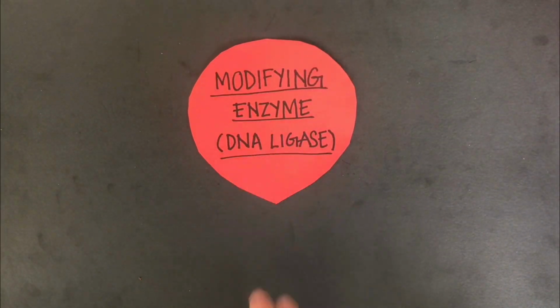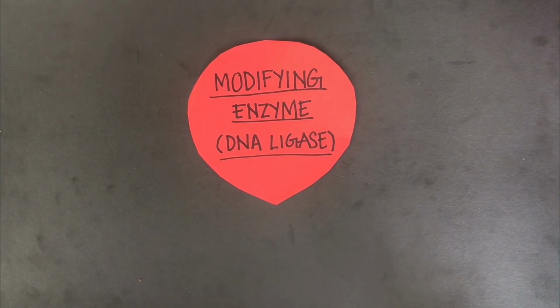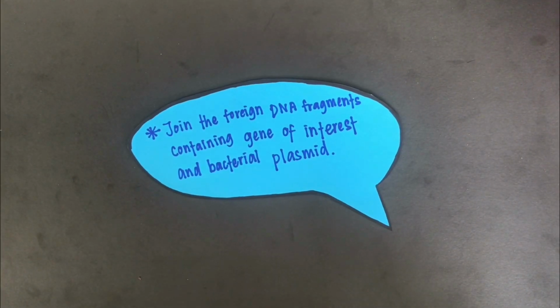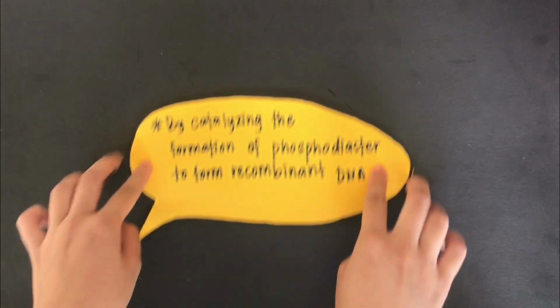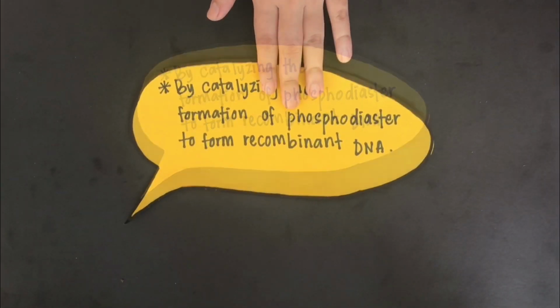Number 5 is modifying enzyme, DNA ligase. It joins the foreign DNA fragments containing the gene of interest and the bacterial plasmid by catalyzing the formation of phosphodiester bonds to form recombinant DNA.